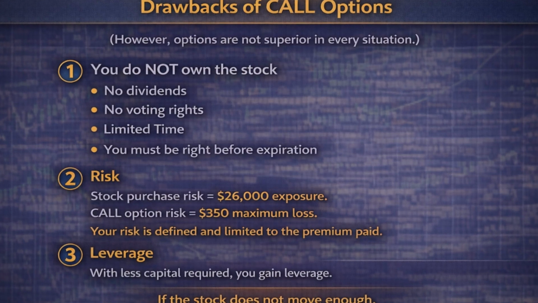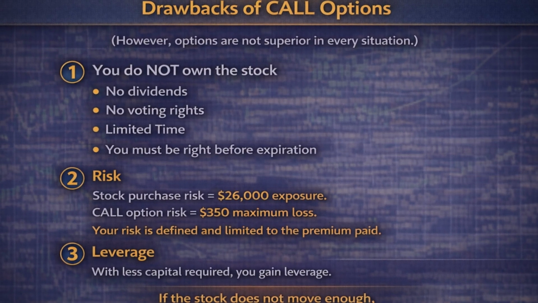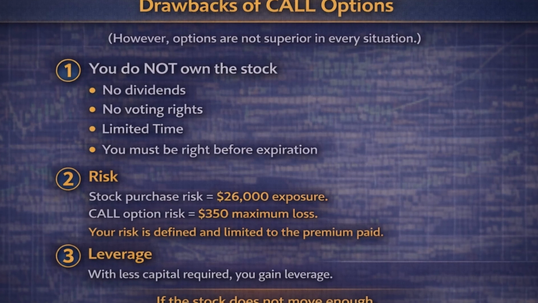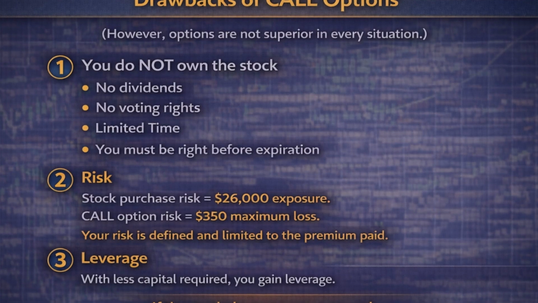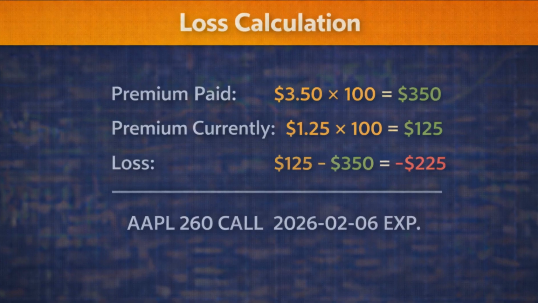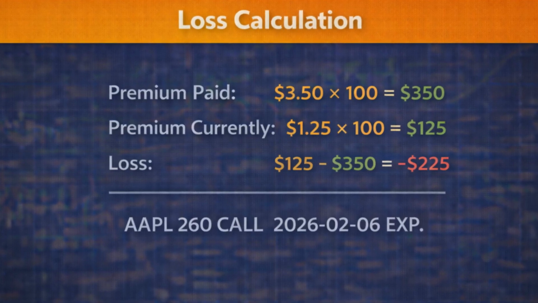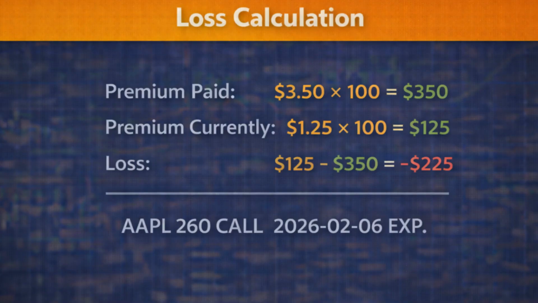Drawbacks of call options. However, options are not superior in every situation. You do not own the stock. No dividends, no voting rights, limited time. You must be right before expiration. Premium can go to zero. If the stock does not move enough, your entire premium can be lost.